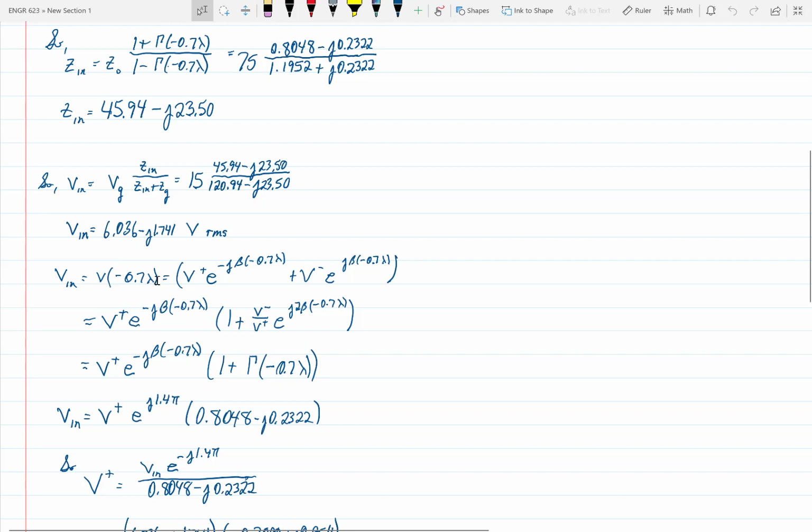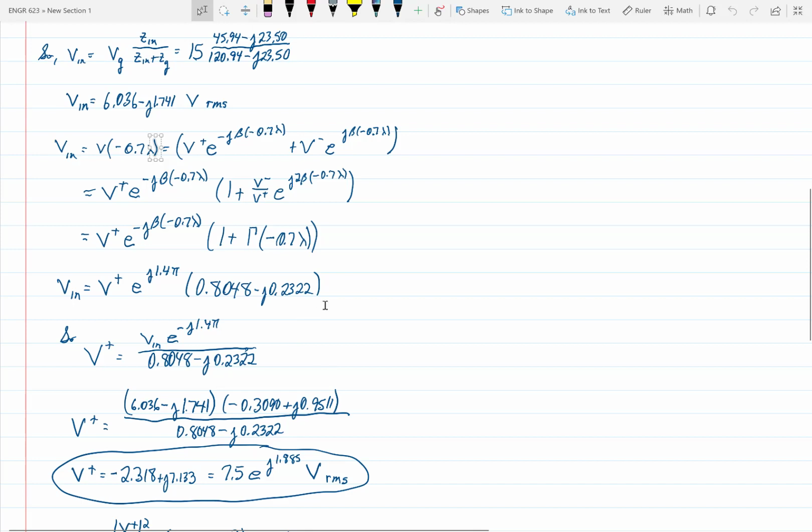And according to our formulas for the voltage along the transmission line, that is equal to V plus times e to the minus j beta times minus 0.7 lambda plus V minus e to the positive j beta times minus 0.7 lambda. And so now we just do a little bit of manipulation on that to get that written in this form. And we know 1 plus gamma of negative 0.7 lambda from above, so we can substitute for that. This term is e to the j 1.4 pi.